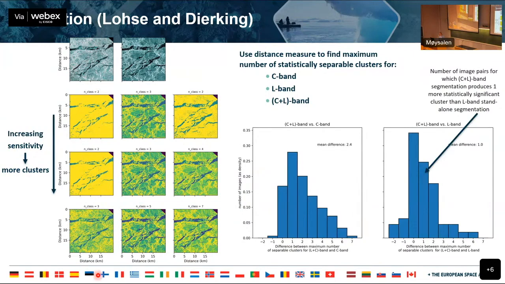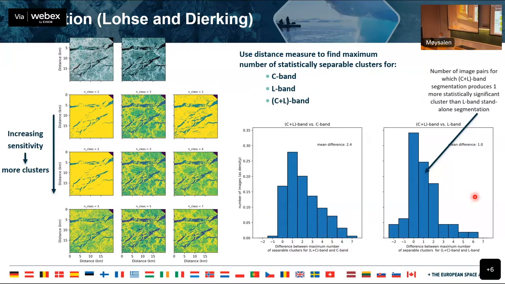So we are separating into different clusters. Here at the top, there are about two clusters: we have the C band and we have the L band. And with increased sensitivity, we're deriving more clusters. What was tested here is, if you have C band only, how many more clearly separated clusters can you achieve using a combination of C and L compared to just using C band? As you can see at the bottom, there is quite a lot of added information by combining the two.